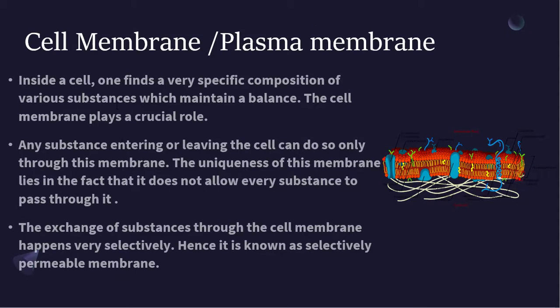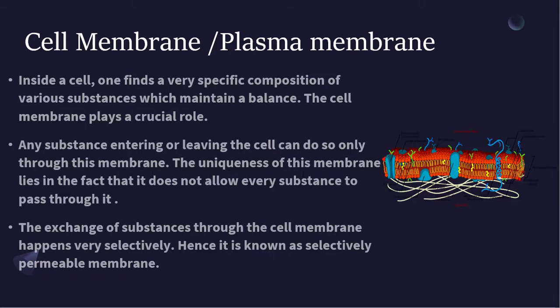Inside a cell, one finds a very specific composition of various substances which maintain a balance. The cell membrane plays a crucial role in it. That means the cell membrane always allows the materials which are required by the cell, and it always eliminates the materials which are not required. Okay, that is called maintaining the balance. Any substance entering or leaving the cell can do so only through this membrane.